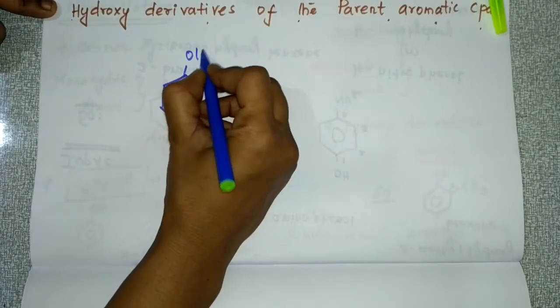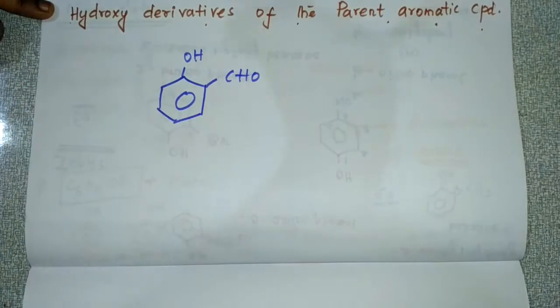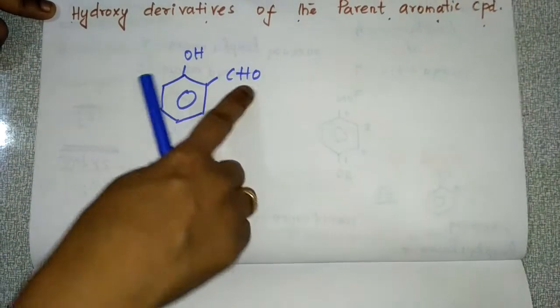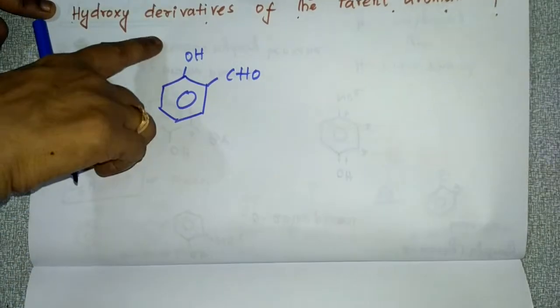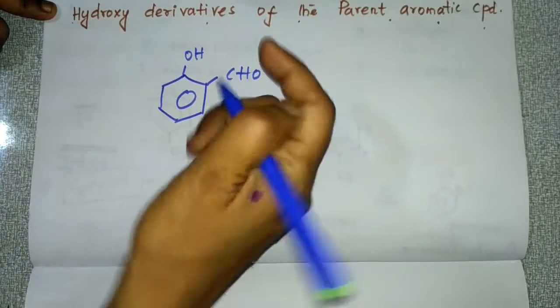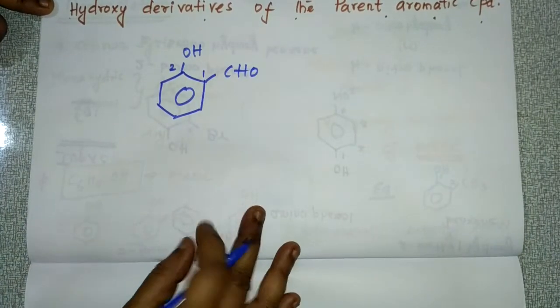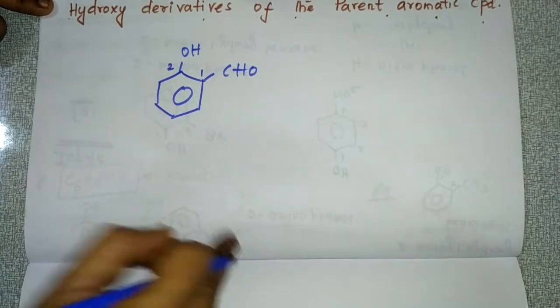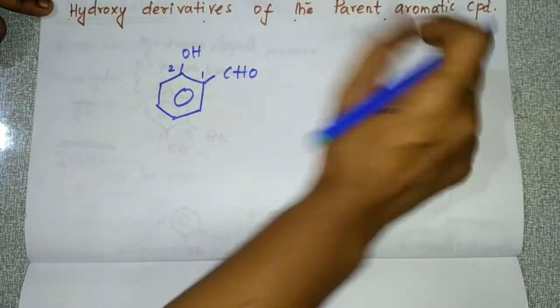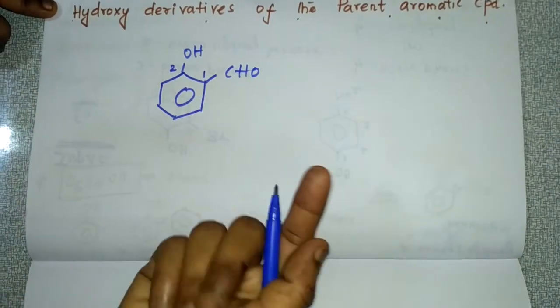See, OH is there and CHO is there. If you take the seniority table, the priority order, aldehyde will come first and then only this OH will be there. So here you have to give number to aldehyde first and then to this OH. Okay. In this case, how do I ask you to name it? Hydroxy derivatives of the parent aromatic compound. So first you have to name according to that order only.